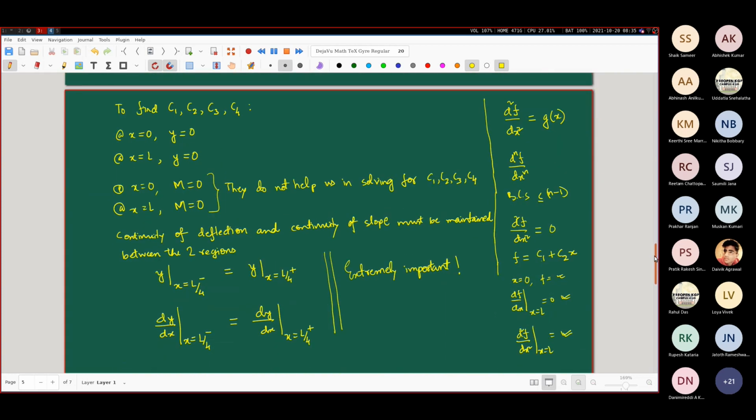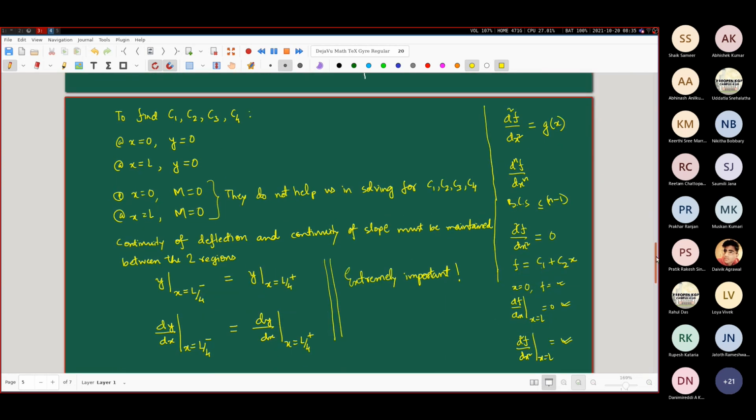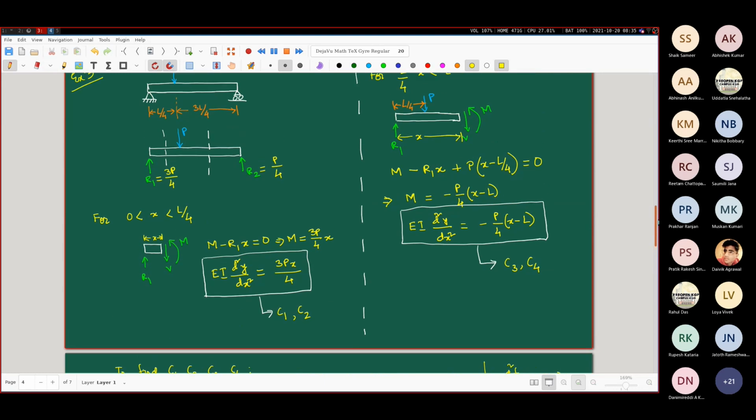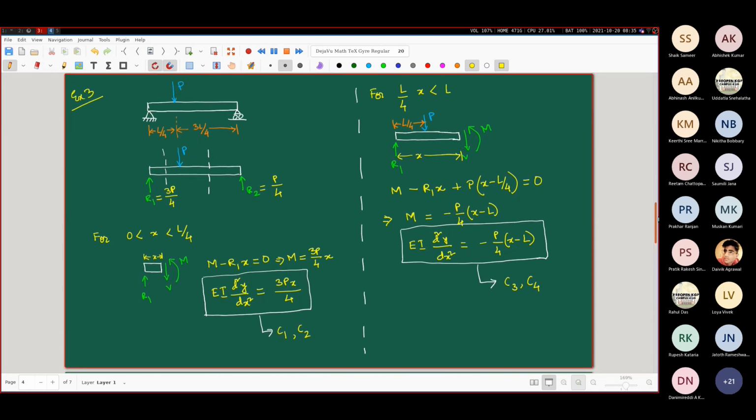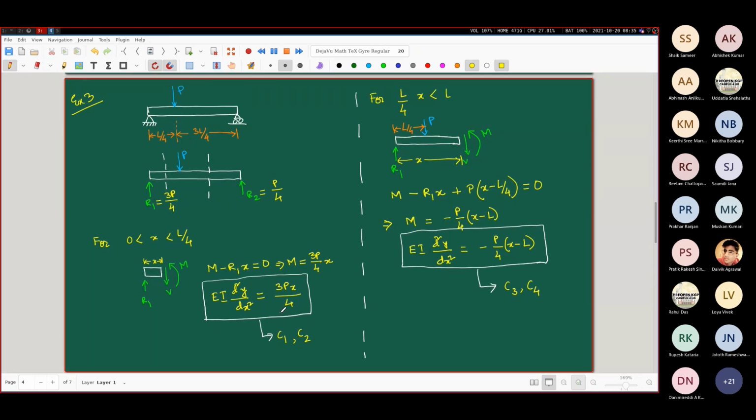No. Listen. Suppose you decide at the very outset that you are not going to use this version of the equation, this is in terms of the m. You decide at the very beginning that I'm not going to do this problem like this. Rather, I will try to do this problem using that EI d4y dx4.